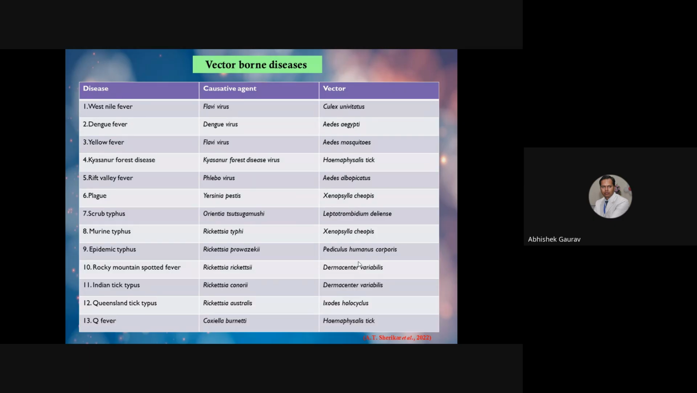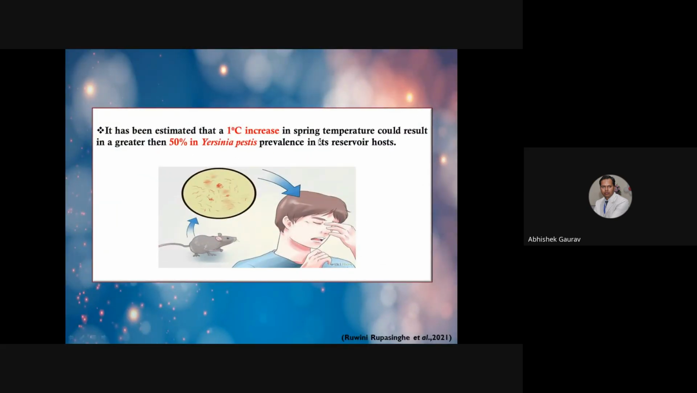Then we have other diseases like KFD, transmitted by Haemaphysalis spinigera; scrub typhus by a mite, Leptotrombidium deliense, the chigger mite, we call it; murine typhus by Xenopsylla cheopis, which is the same vector as that of the plague; epidemic typhus by the human louse, Pediculus humanus corporis; Rocky Mountain spotted fever by Dermacentor; Indian tick typhus; Queensland tick typhus by Ixodes; Q fever. These are all vector-borne zoonotic diseases which are adversely increased in the condition of climatic change. A 1 degree increase in the spring temperature results in an increase in Yersinia pestis prevalence by how much? More than 50%. These are some of the examples of climate change.